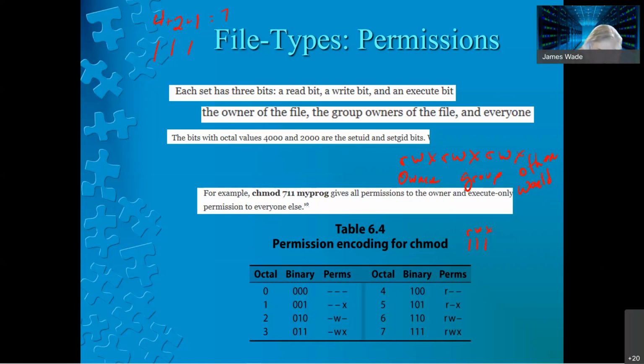A 1 would be execute. How do I know? Well, 4, 2, 1. Okay? And that's what they're showing you down here. 0, 0, 1 is execute only. So if I did a 755, it would be read, write, execute, and then read and execute. I would be giving me, the owner, full privilege. I would be giving the group the ability to read and execute, and I would be giving the world read and execute. Okay?